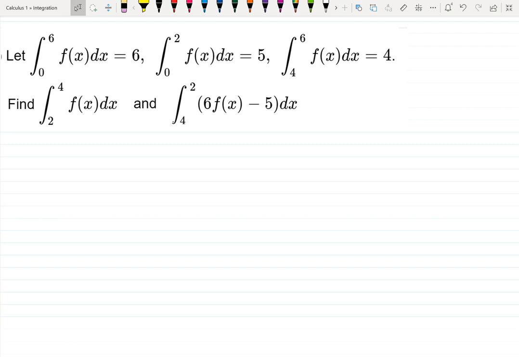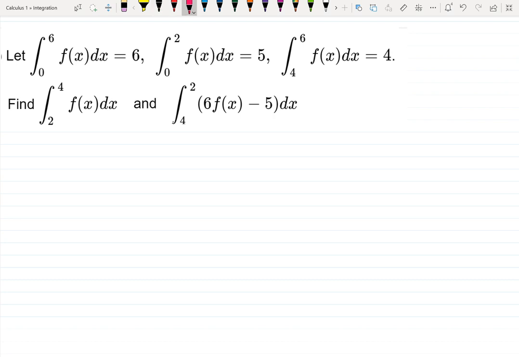In this small video, I want to go over an example which I noticed makes many students confused. This example has two parts. We give you three integrals. The integral from 0 to 6 of the function f of x is 6. From 0 to 2, the same function gives you 5. From 4 to 6, the same function gives you 4.